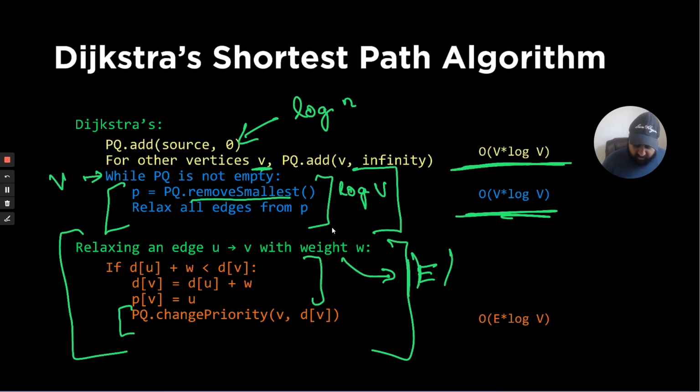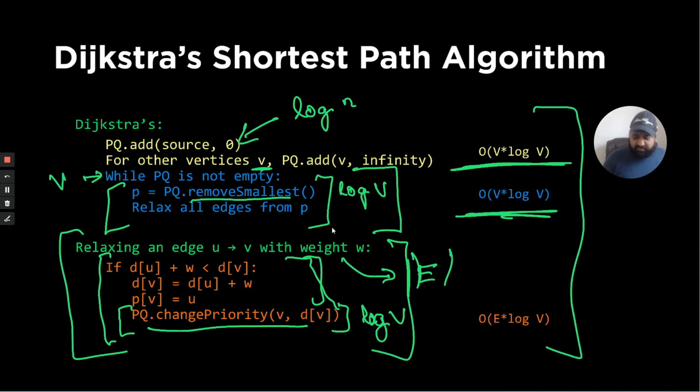And we are also performing this change priority operation at every successful relaxation. So although this relaxation will only work for some edges, it will fail for others, this step will take log of v time to change the priority, because in the priority queue there are v elements. So the total complexity for this code is going to be O of V log V plus V log V plus E log V.